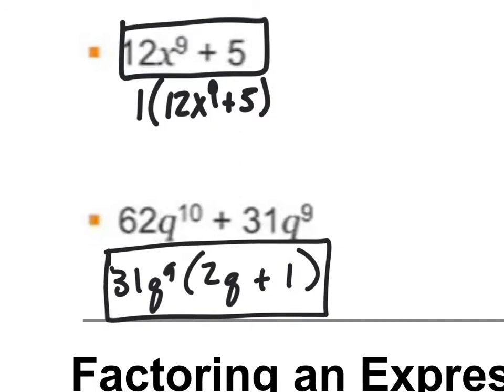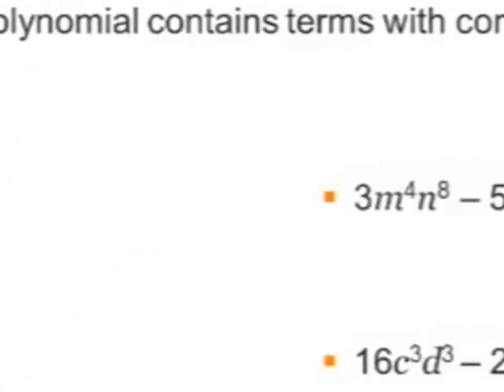But the reality is we just want to remultiply this number back into each of these terms and end up where we started. Okay, so if you just do 31 times 2, it gives you 62. Q to the 9th times q to the 1st gives you q to the 10th. And then 31q to the 9th times itself gives you 31q to the 9th. Okay? All right, next one over here.